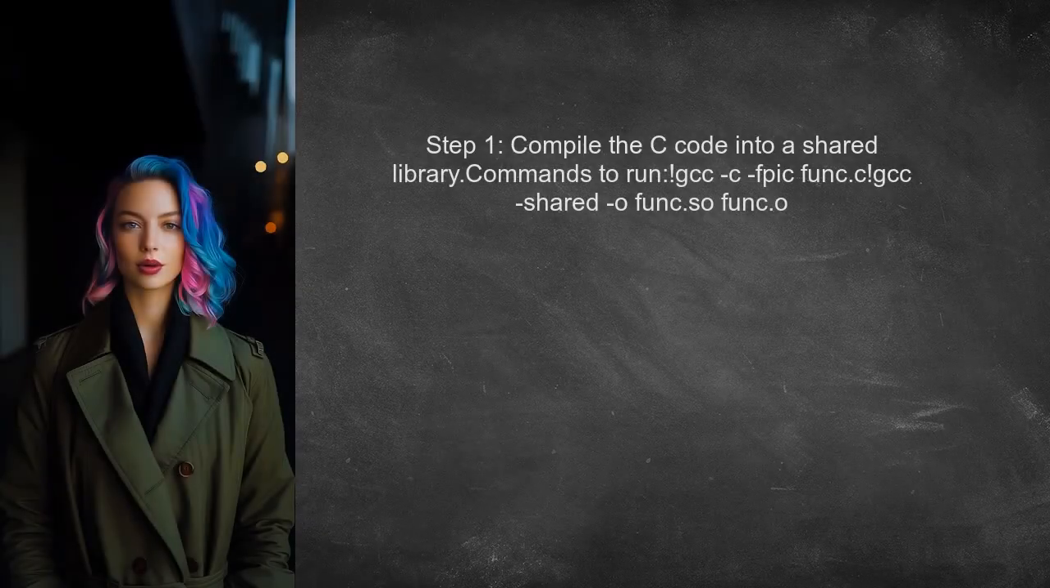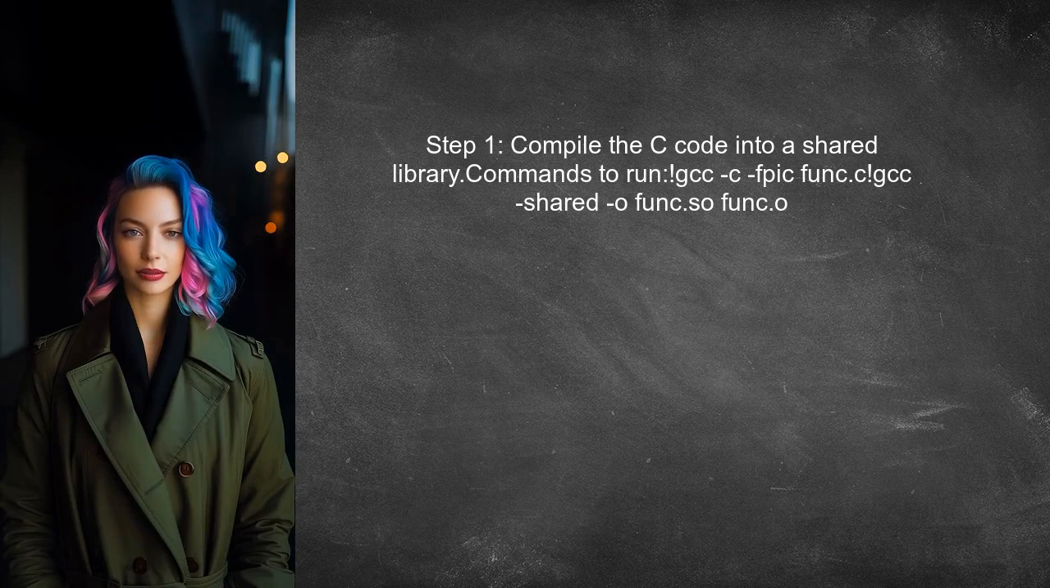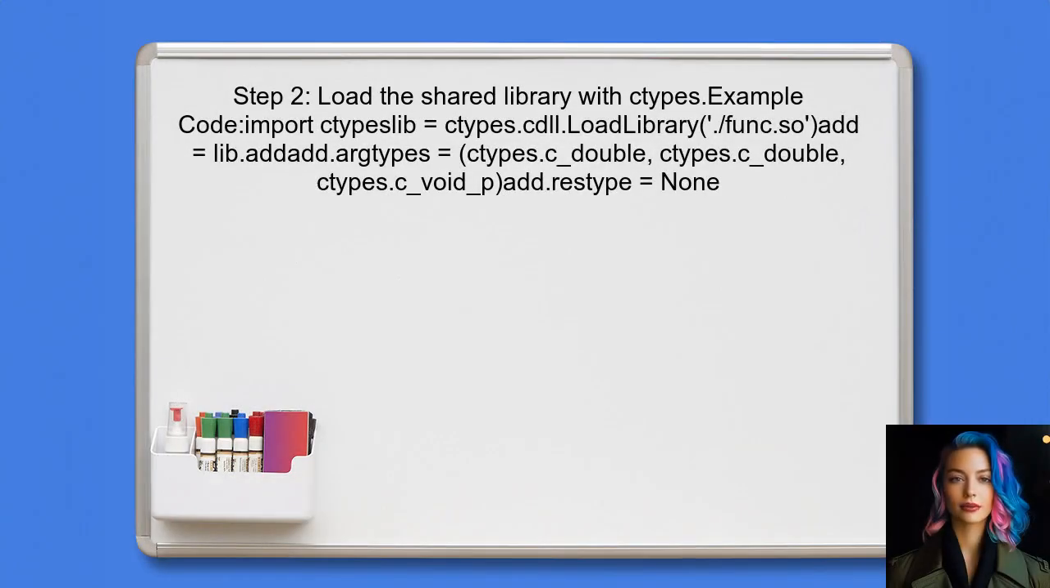To begin, the user needs to ensure that the C function is properly compiled and accessible. This involves compiling the C code into a shared library using the GCC compiler. Next, the user should load the compiled shared library using the CTypes module in Python. This allows the user to access the C function from Python code.